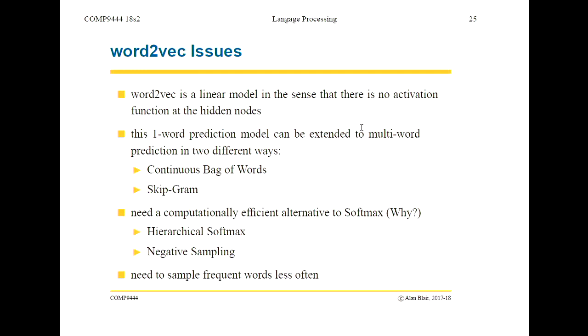Okay, so this I think summarizes what we've been talking about. So it's a linear model. There's no activation function. Now, it can be applied in 2 different ways. One way is called continuous bag of words. The other is called skipgram. These are more or less 2 ways of doing the same thing. In one case, we're taking the middle word and using it to predict the surrounding words. In the other case, we're taking the surrounding words and using it to predict the middle word. But in theory, it should give the same answer.